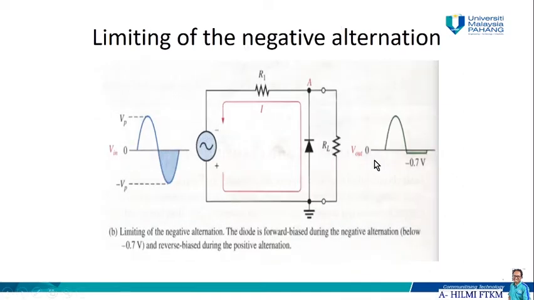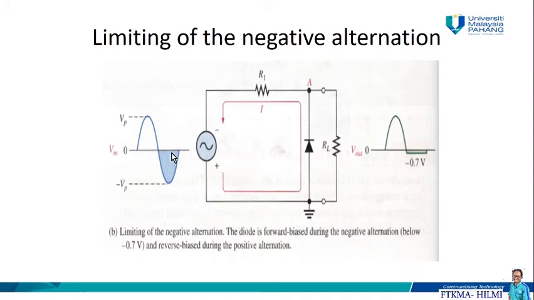Next, if we want to limit the negative alternation, we can easily do so by changing the direction of the diode. This time, when the input voltage is in positive alternation, it will not flow through the diode, but it will flow through the load resistor, and therefore the output voltage and the input voltage are the same.